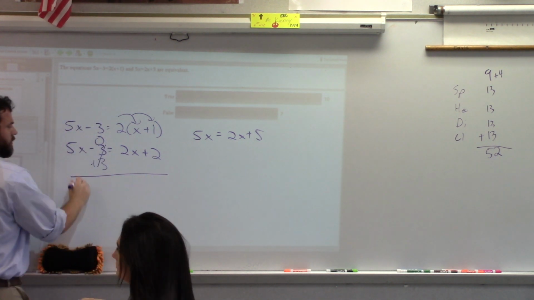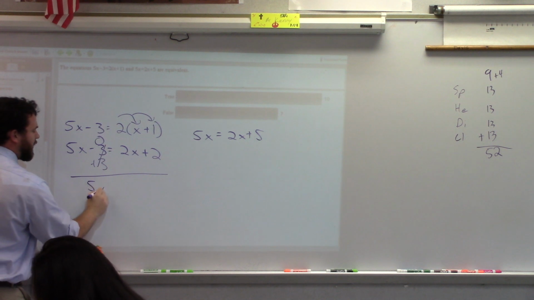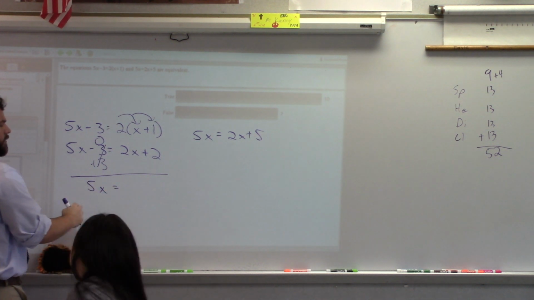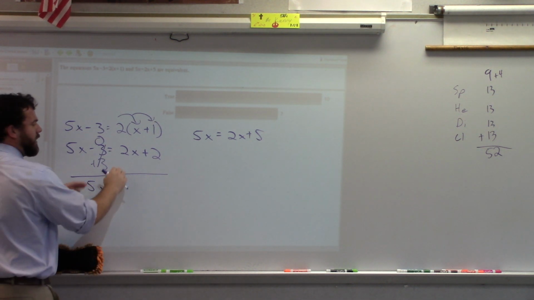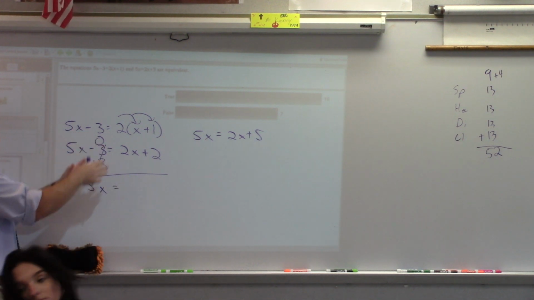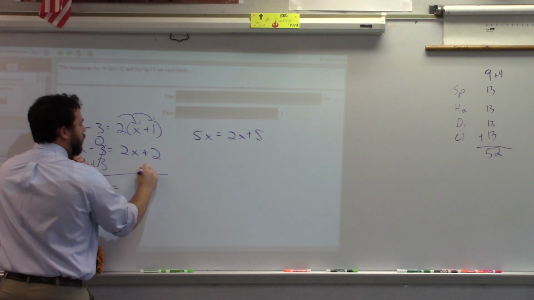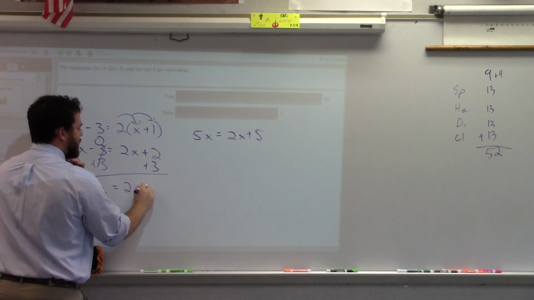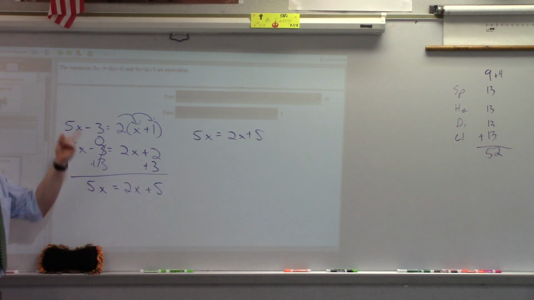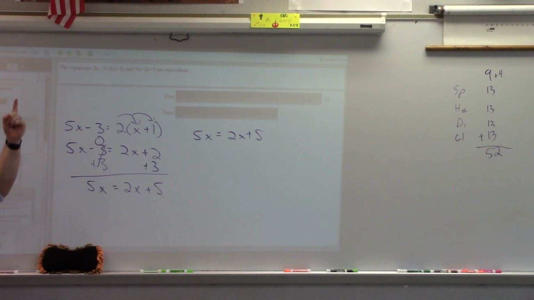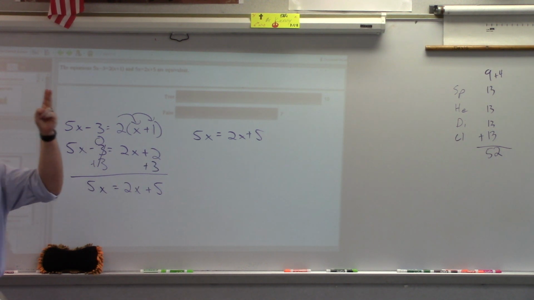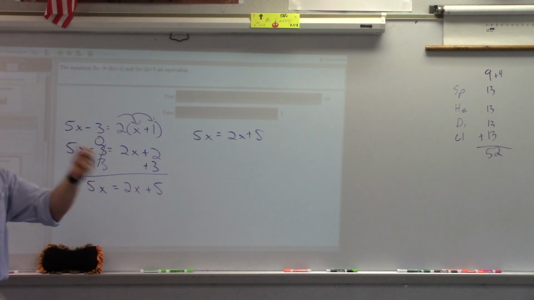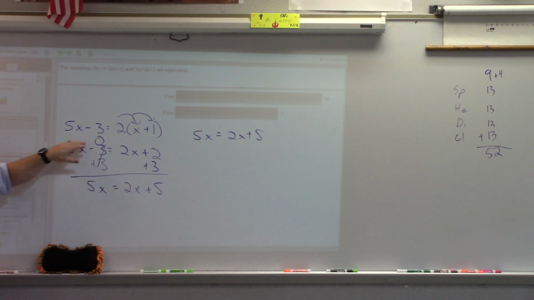But notice 5x minus 0 is 5x. It's 2x plus 5. It equals 2x plus 5. Notice if I don't do anything to the right hand side, will it be equivalent? No. What am I using when I add 3 to both sides? Property of equality. Which one? Addition. Notice how I added, so it's addition. I maintained equivalency, so it is a property of equality. It's addition property of equality.